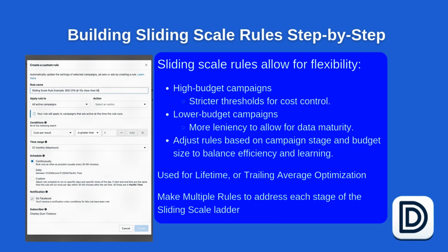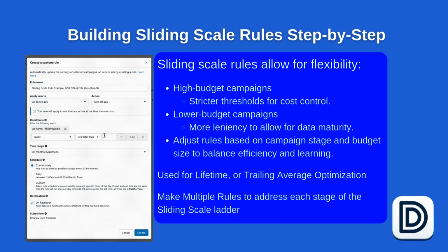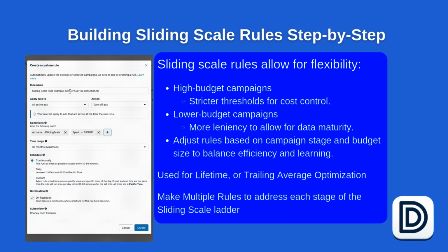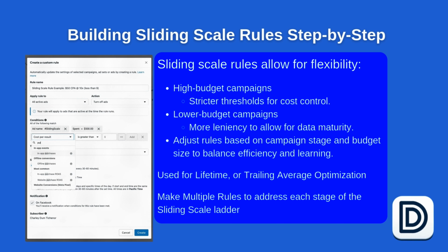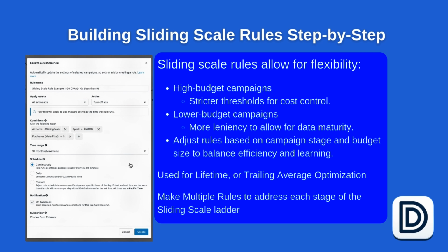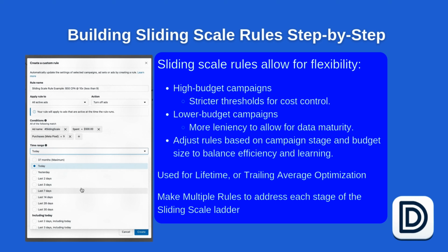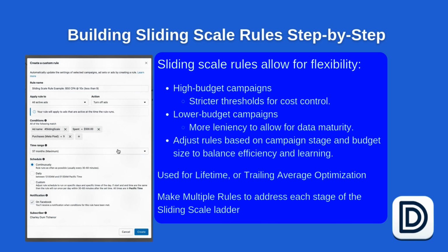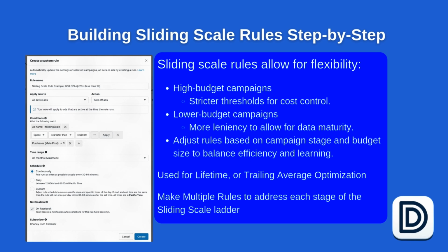So when building sliding scale rules, this is the step-by-step process you need to know. First, sliding scale rules allow for flexibility. Higher budget campaigns can have stricter thresholds for cost control. Think of cost caps, only without using a predictive bidding model, you can just use automated rules and get the same job done, just with way lower CPMs and way lower ad fatigue for way more stable and predictable results. You never have to run cost caps ever again. And for lower budget campaigns, you get more leniency to allow for data maturity.